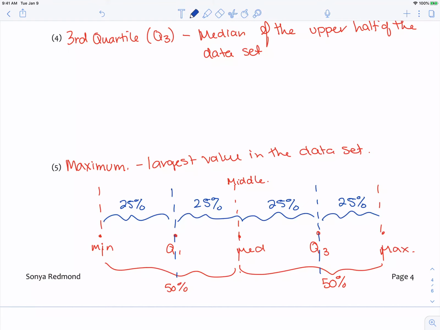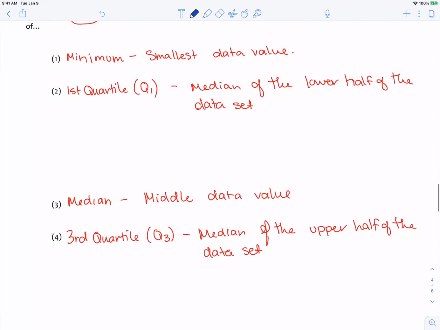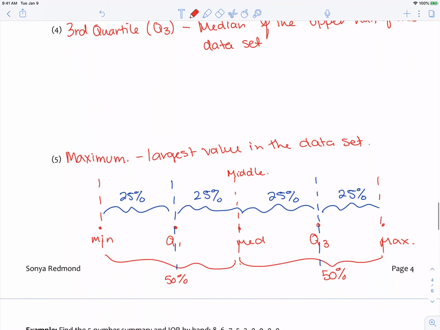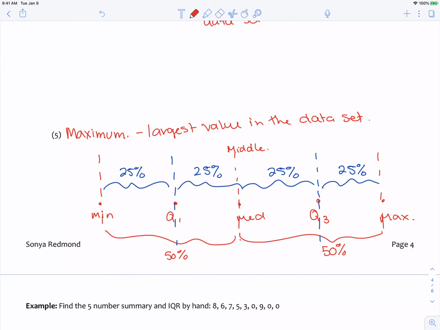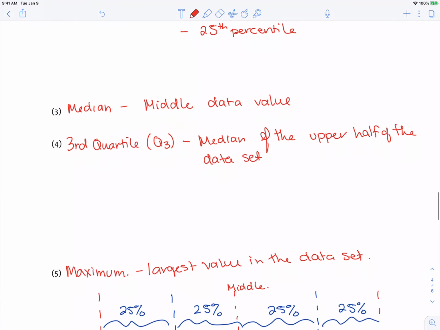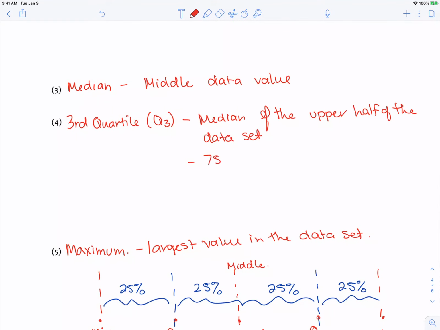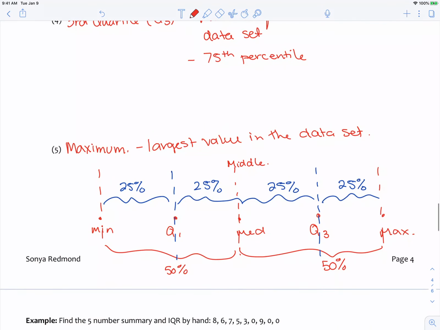Given this breakdown, we can see that the first quartile is also referred to as the 25th percentile, since 25% of the data lies below it. Going back to this picture, here's Q1, and 25% of the data lies below that. And Q3 is the 75th percentile, since 75% of the data lies below it. Three of the quarters lie below it.